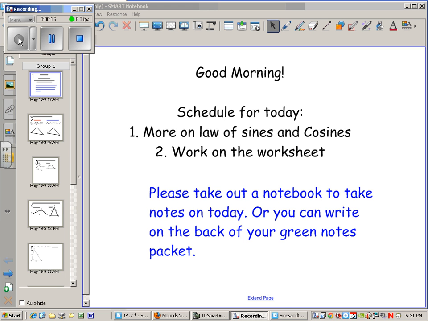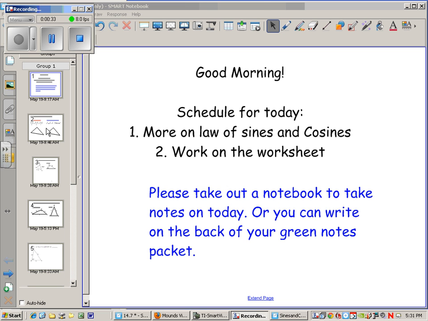So please take out a notebook to take notes on today, or you can write them on the back of your green notes if you prefer. It doesn't matter to me, so long as you're taking notes. If at any time during the video you need this paused, just let me know and I'll pause it so you can get what you need.